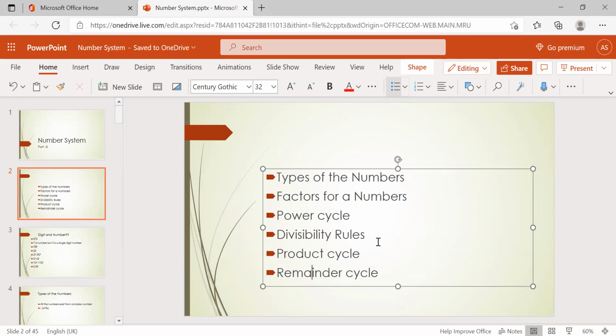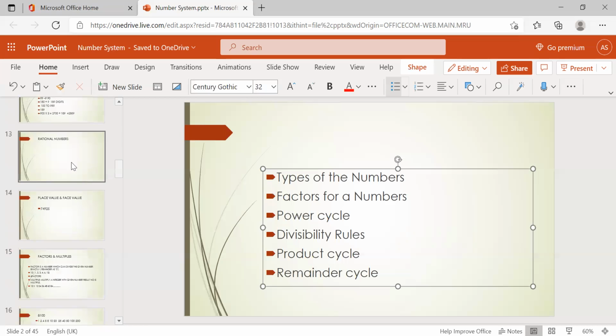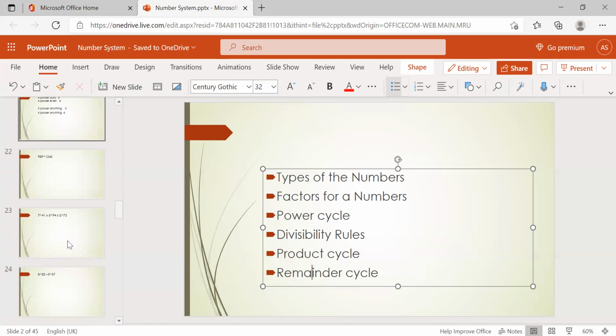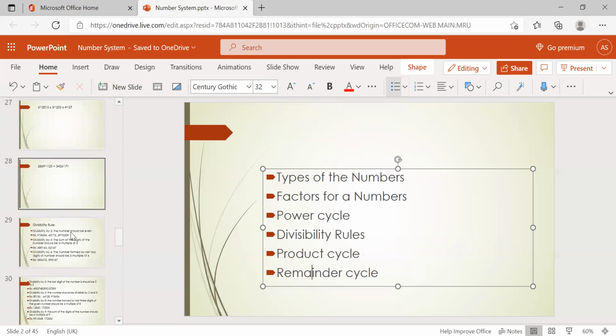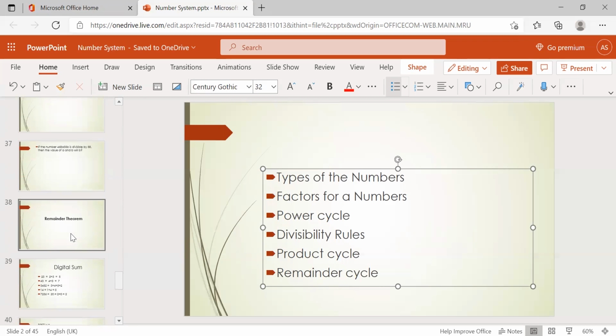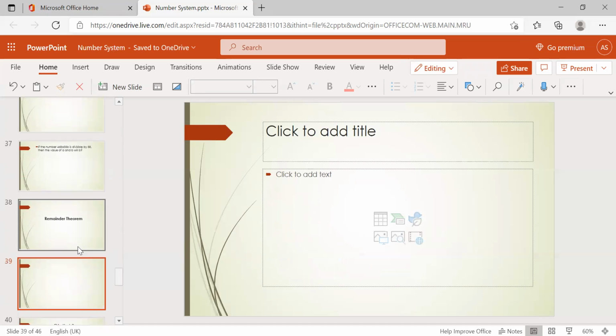Remainder theorem. Okay, remainder cycle or remainder theorem. It is a very important concept, so you must listen carefully and practice most of it, because it is important in all of the number system. Now we'll start from the basics onwards. So what is a remainder? From basics onwards we'll discuss everything.